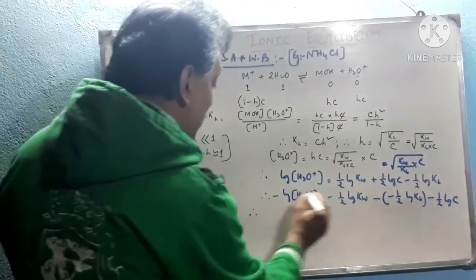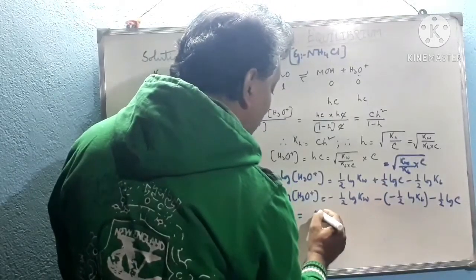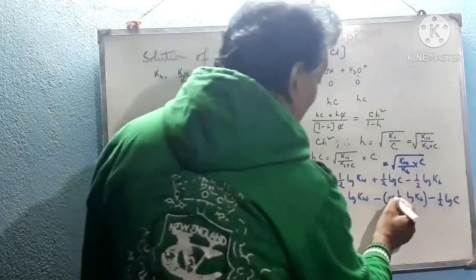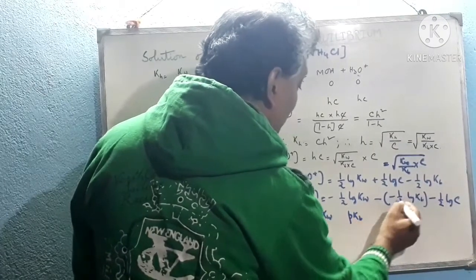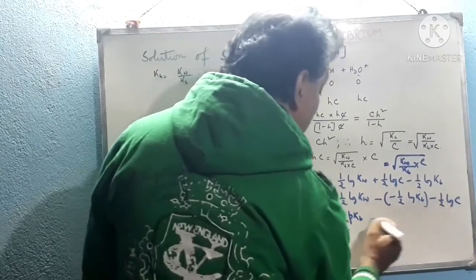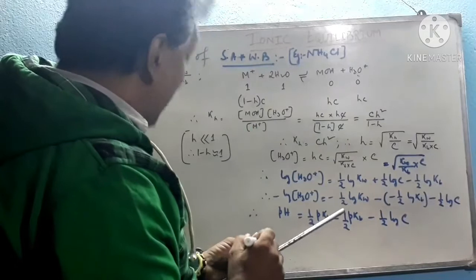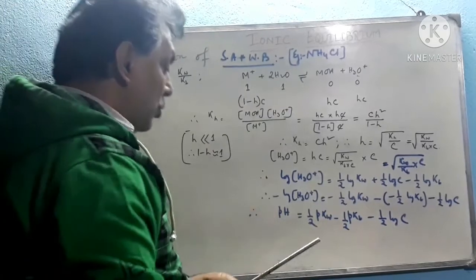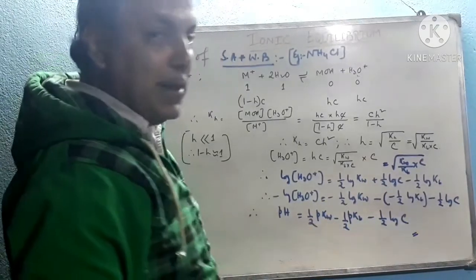Now we know that minus log of H3O plus can be written as pH, and minus log Kw can be written as pKw. So it becomes half pKw. Minus log of Kb can be written as pKb. So it becomes minus half pKb with this negative sign, and minus half log C. This is the expression of the pH of such type of salt solution which forms between two compounds, which is a strong acid and weak base. So the pH of such type of solution becomes half pKw minus half pKb minus half log C.